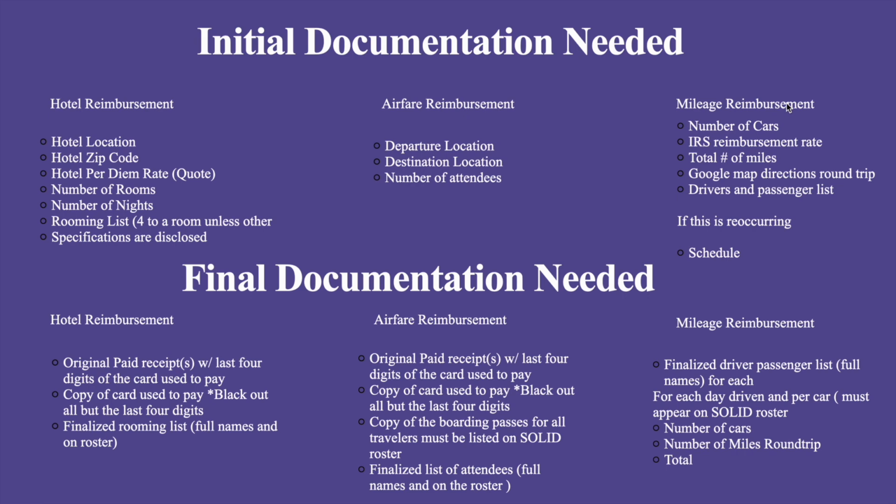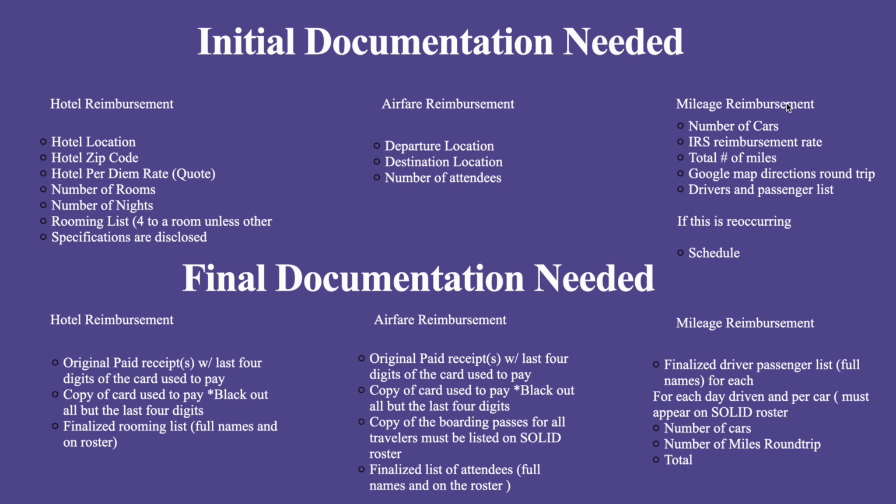For hotel, you will have to know the hotel location, hotel zip code, the per diem rate, the number of rooms, the number of nights, and the rooming list with full names. This list should be broken down into 4 people per room, unless you have received prior authorization from the funding staff to have a different distribution due to necessary accommodations.